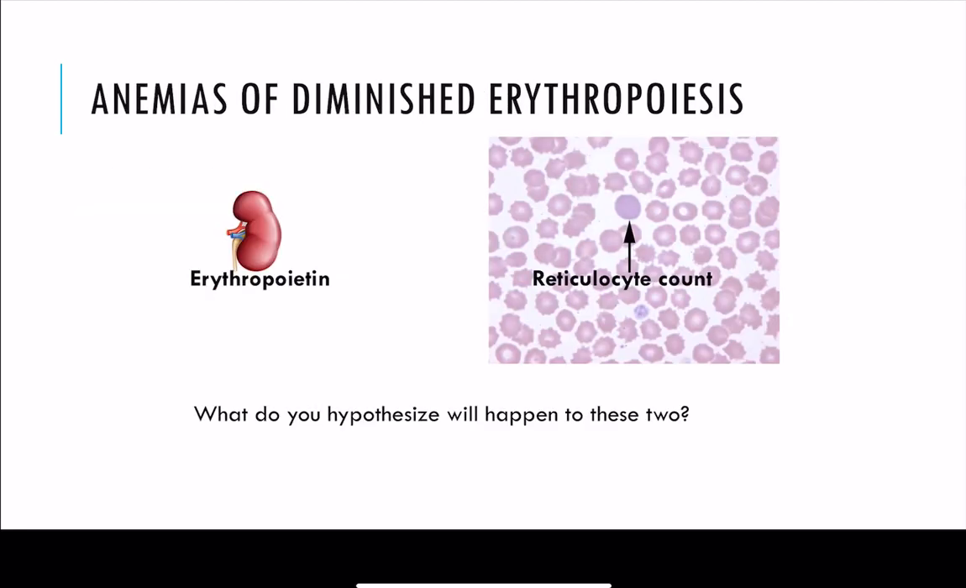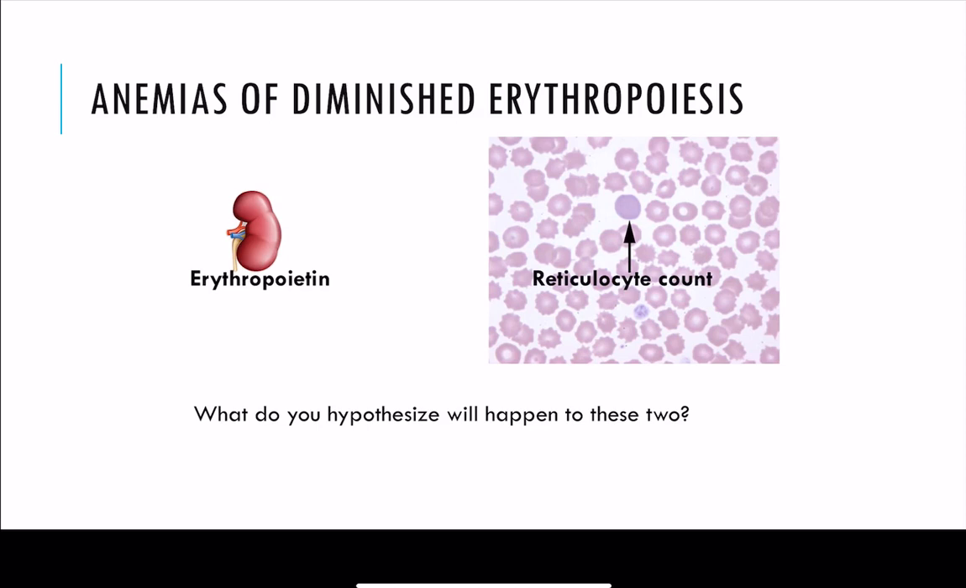Nice. What about anemias of diminished erythropoiesis? How does this change? I encourage you to write down your answers to this. What do you think would happen to erythropoietin levels, and what do you think would happen to reticulocytes? You can just hit pause on the video and write down your hypothesis. It'll help you know if you've got this stuff down, and it'll make it easier when you come to study it later.